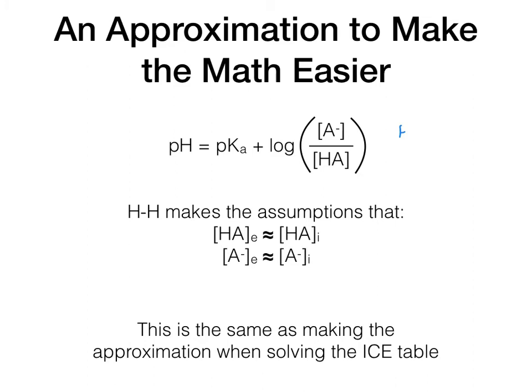This is given the name Henderson-Hasselbalch. I'm trying to figure out how to spell it. B-A-L-C-H. The Henderson-Hasselbalch, otherwise abbreviated for me as the HH equation. I call it HH.